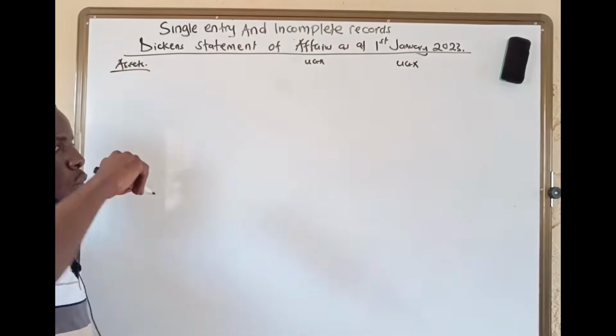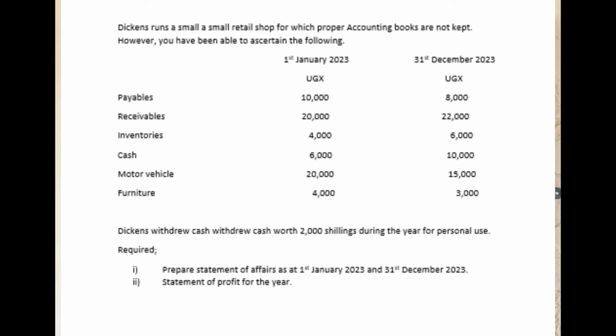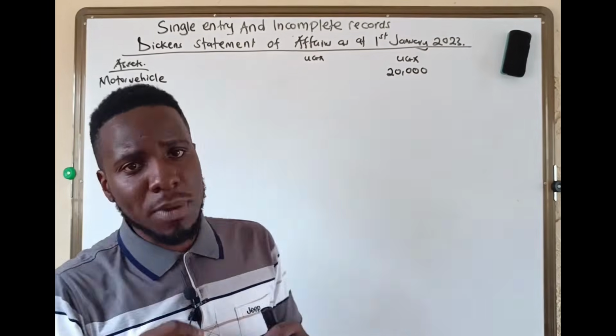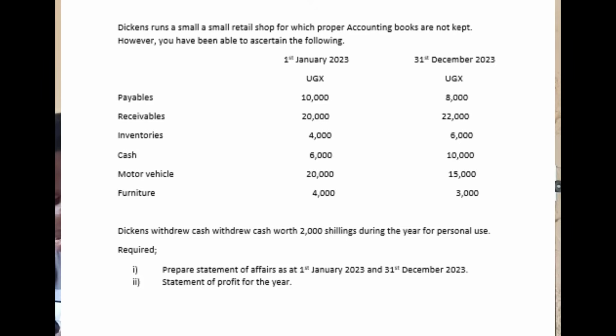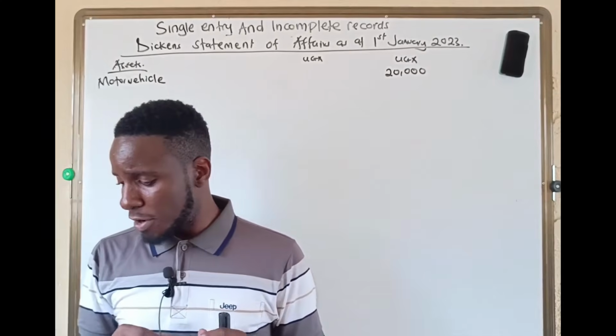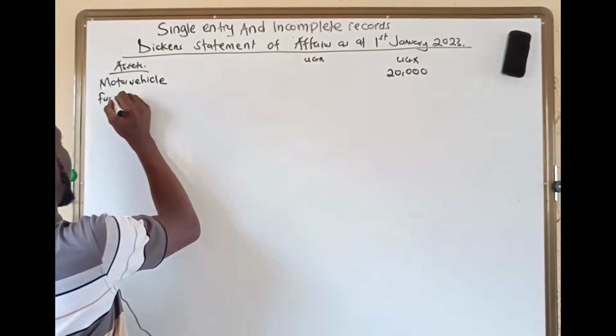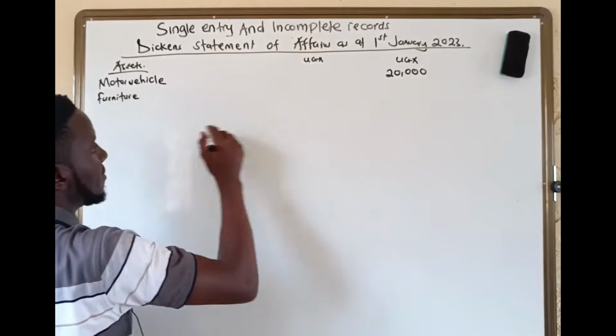When you check in the question, they have given us the assets. We have a motor vehicle, and that motor vehicle was worth 20,000. So we bring the 20,000 here. So we go back to the question and see what's the next asset that we have. We have furniture. Furniture on 1st January was 4,000. So we come and say furniture, 4,000.